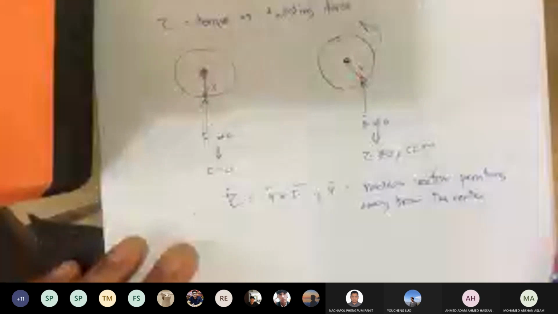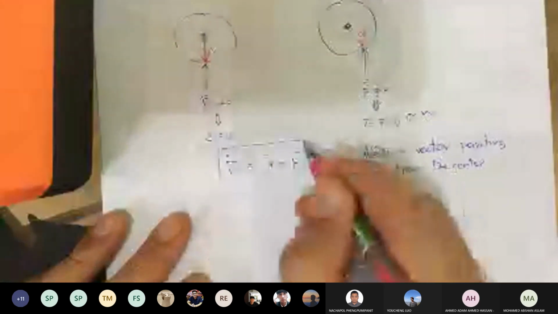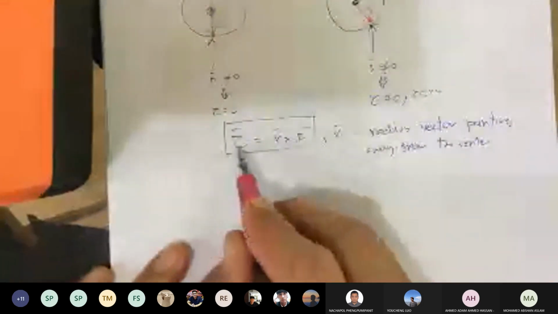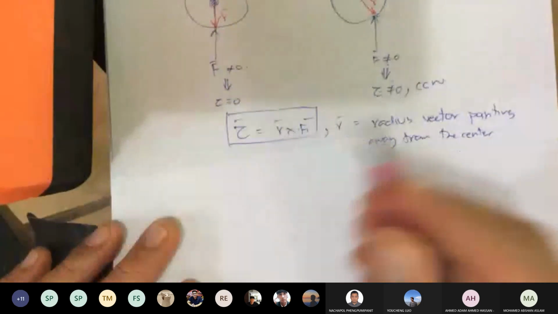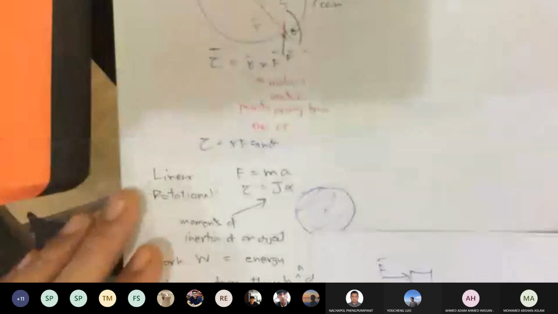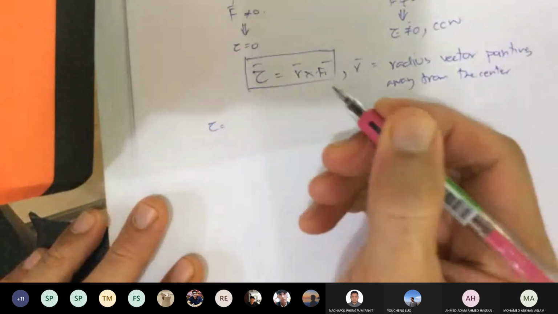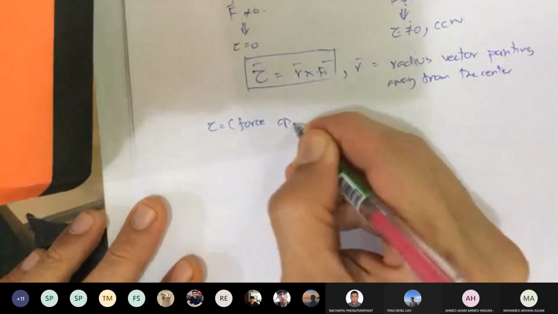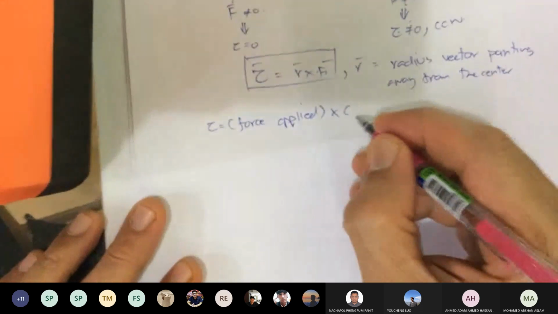So this is the generalized equation. Our concern is the scalar, or the magnitude, of this. In your book, it's going to say torque is the product of the two: the magnitude of the force applied multiplied by the perpendicular distance.